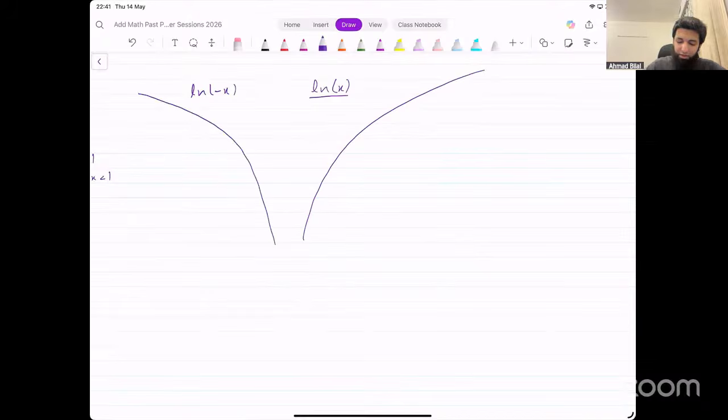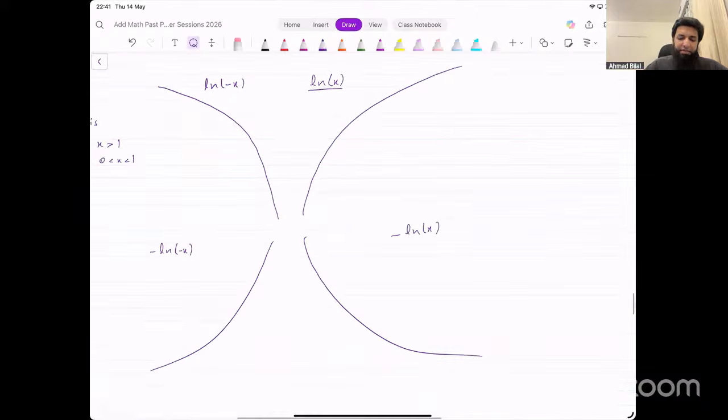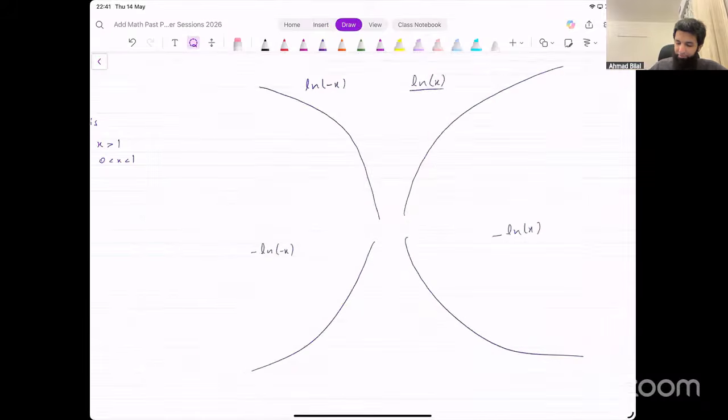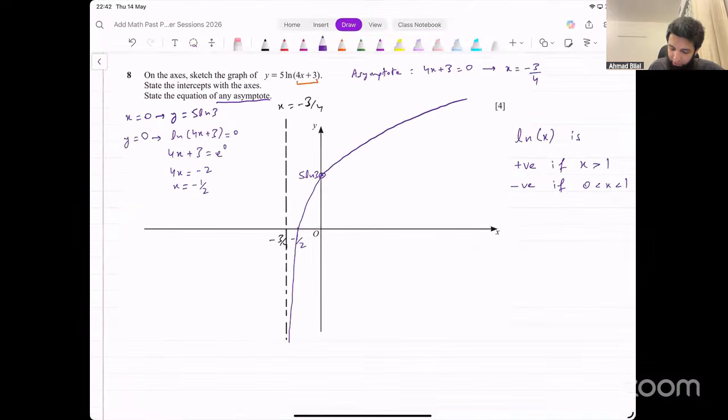It will become this. If you have minus ln x, it gets reflected in the x-axis, it becomes this. If it's minus ln of minus x, it becomes this. However, there's an easier way of doing this as well. Once you've taken these points, so you have these 2 points, right? And you also know that this is the vertical asymptote.